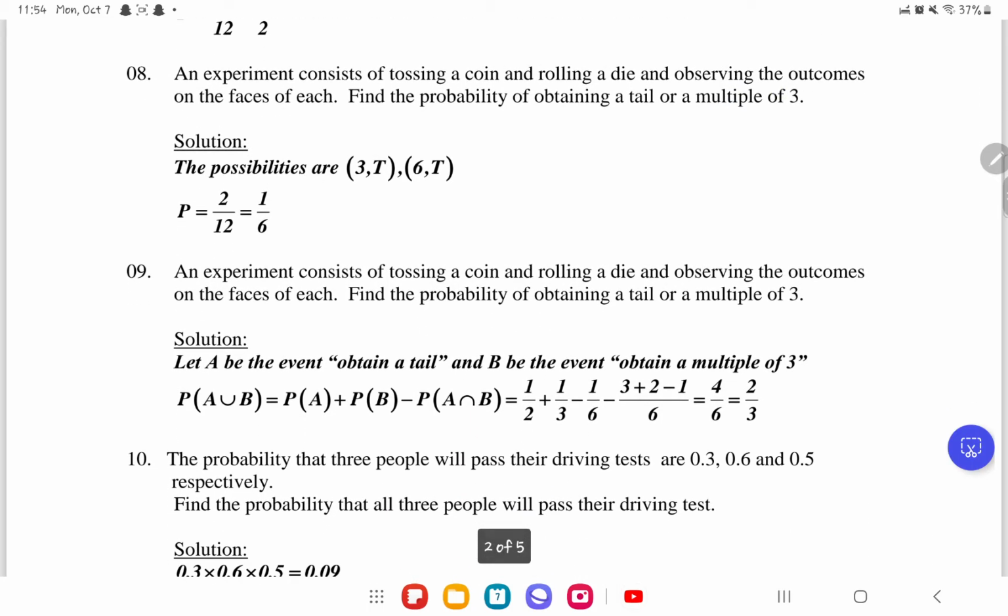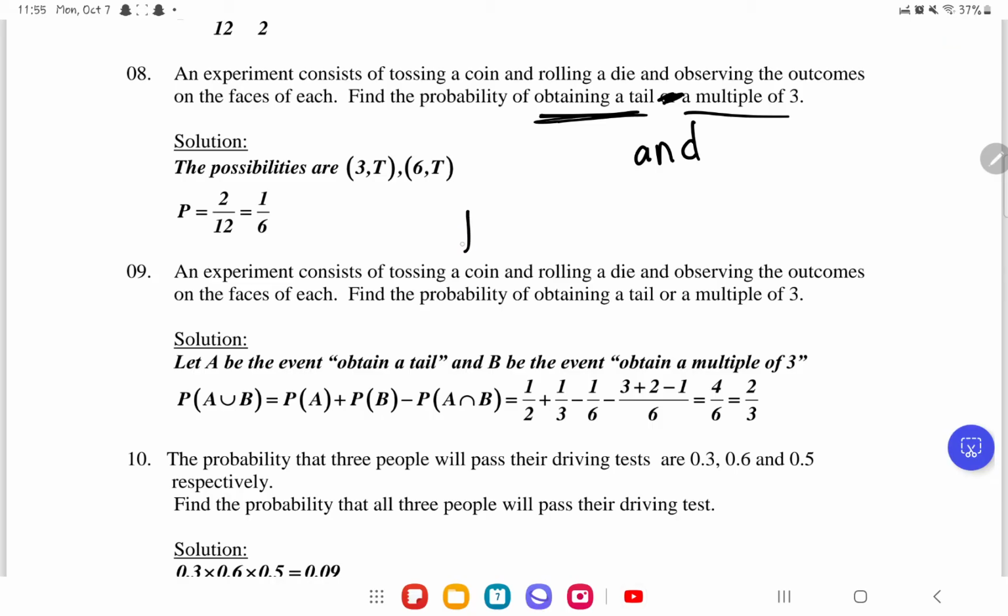Now, an experiment, okay, it's the same thing. They need now the probability of obtaining a tail or a multiple of 3. Here I think they made a mistake. I think here they meant "and". So here they want the probability of obtaining a tail and a multiple of 3.